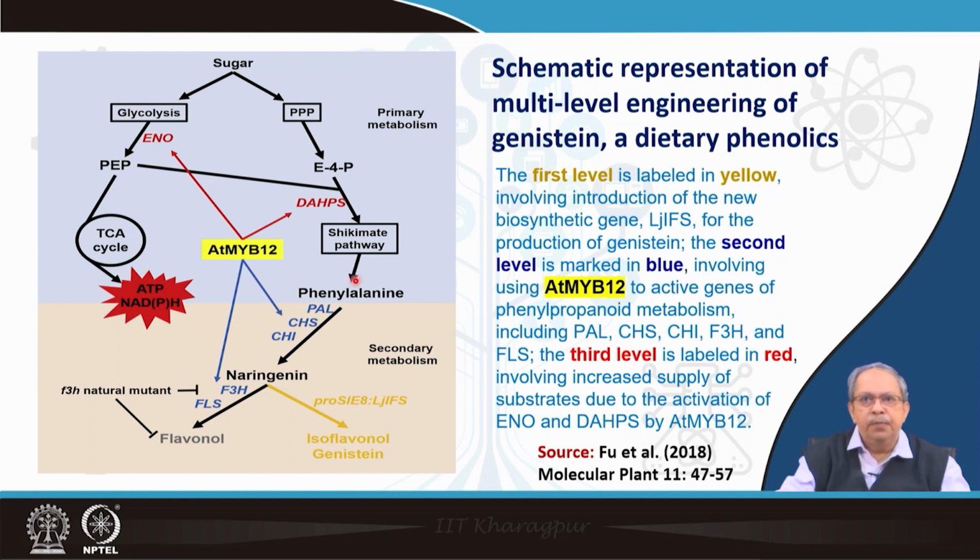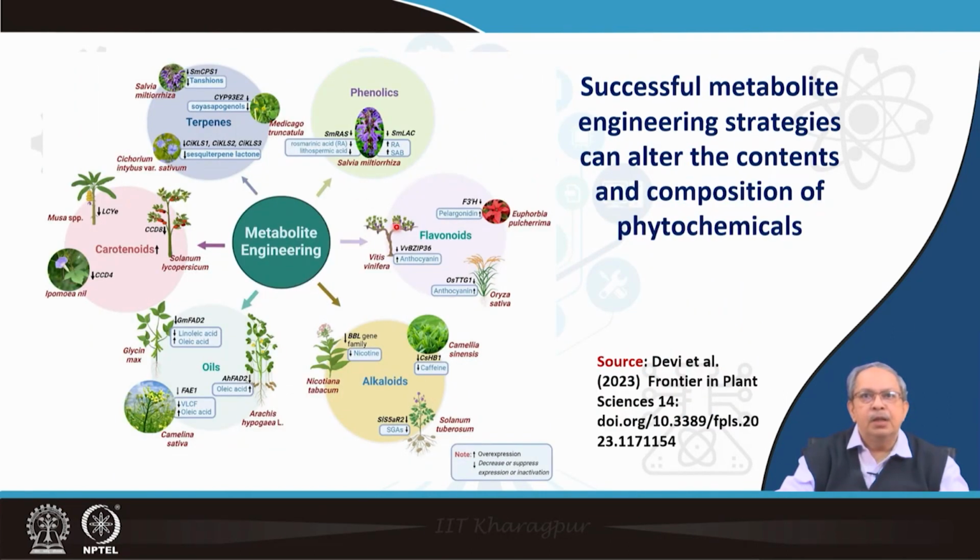So, all this is now divided as a third level, in red. What I mean to say is that this can itself modulate this, or if possible such genes can also be expressed, and as a result the desired product is accumulated at a very high level. So, this is what is called multiple level engineering for genistein, a dietary phenolic which is produced in legume plants. There are several successful metabolic engineering strategies which can alter the content and composition of phytochemicals.